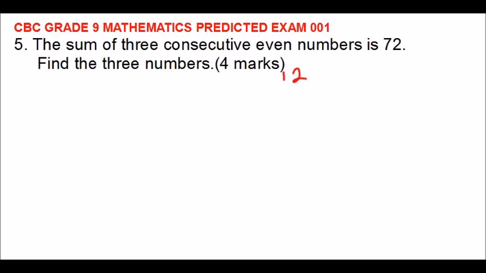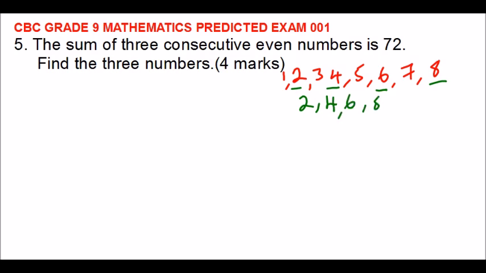We have numbers 1, 2, 3, 4, 5, 6, 7, 8. Now here we have even numbers. So that is 2, followed by the next number is 4. The next number is 6. The next number is 8. So we can talk of 3 consecutive even numbers here as 2, 4, 6, 8, and you can continue. So that is what it means.